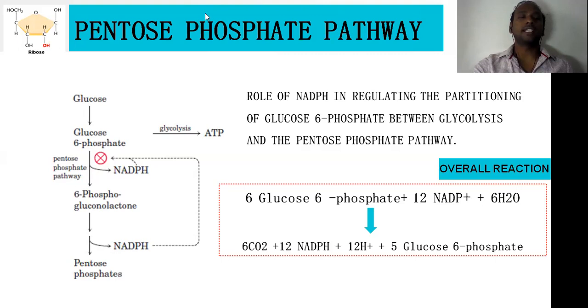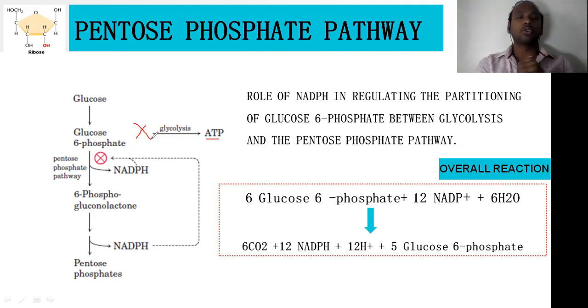But suppose you take a cell, any cell, that is a liver cell or mammary gland cell. That particular cell has enough ATP, a good amount of ATP. What happens? That ATP will act as an inhibitor of the oxidative pathway. So definitely, if enough ATP is present in the cell, the energy-giving oxidation pathway, that is glycolysis, Krebs cycle, ETC, and oxidative phosphorylation, will stop, right?